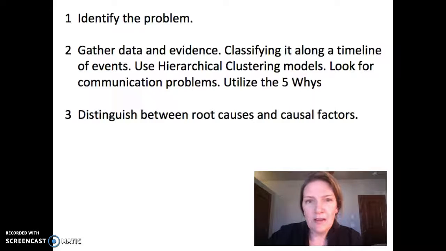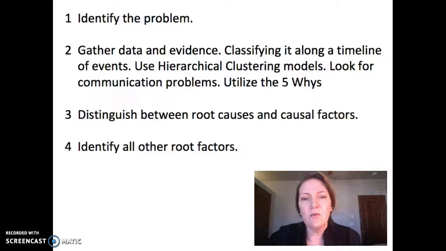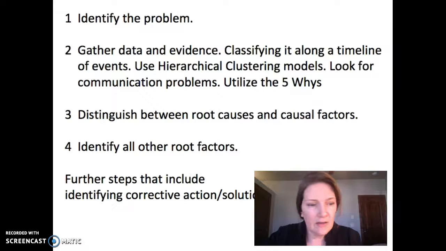So there are many root factors at times, and that leads us to the fourth one: identify all other root factors. There are going to be others, or there can be others, so keep an open mind that there might be other factors out there, and don't just settle on one. That's the biggest advice I see out there.